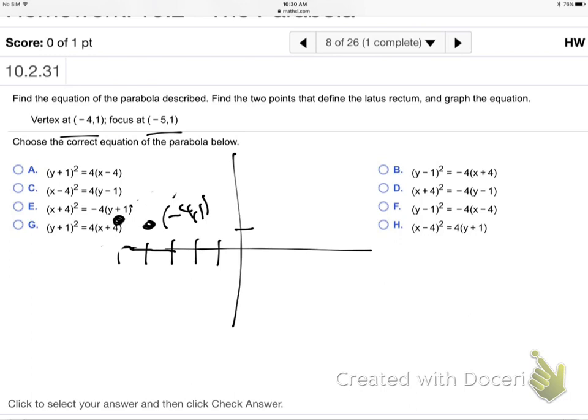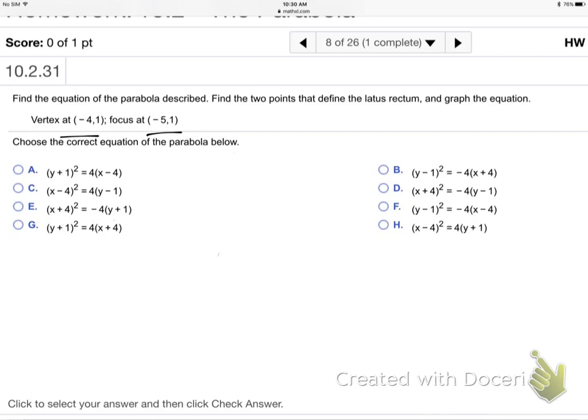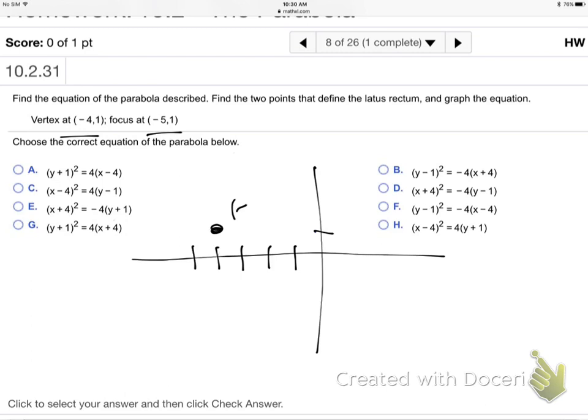Oh wait, I need more room. I've got to move this over. Didn't realize it was all on the left like that. So 1, 2, 3, 4, 5, up 1. So right here, minus 4 up 1. That's the vertex, that means the center. And minus 5 up 1. That's the focal point.